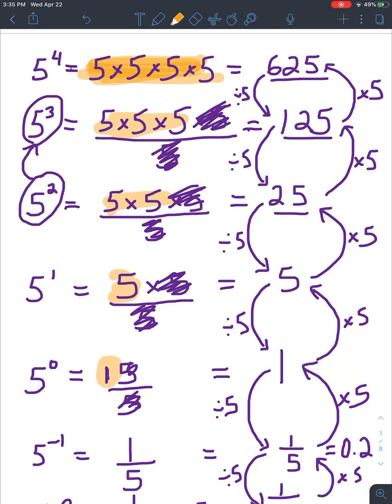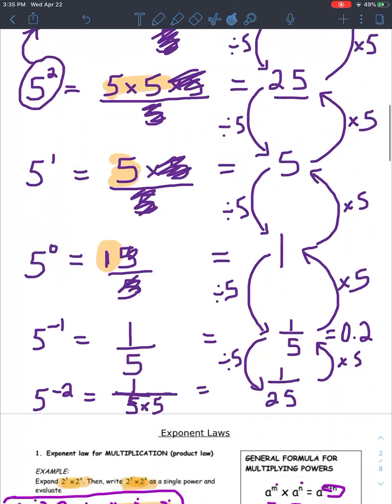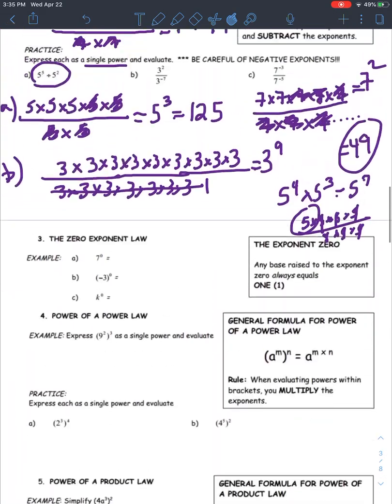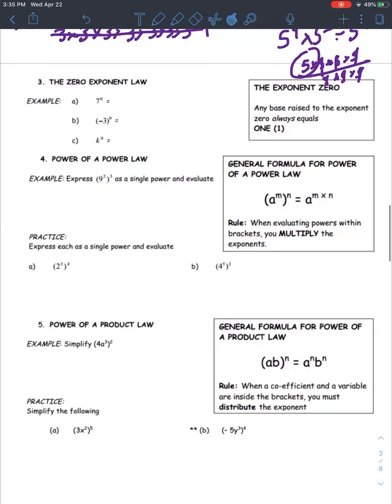Well, that would be the same as any number. If you have 3 to the 4, that's going to be 3 times 3 times 3 times 3. 3 to the 3 is 3 times 3 times 3. 3 squared is 3 times 3. 3 to the power of 1 is just 3. And then 3 to the 0 is just equal to 1. Anything to the power of 0 is equal to 1. Unless there is an exception, like 0 to the 0 is not equal to 1, because that's indeterminate, but that's not something you guys have to know.